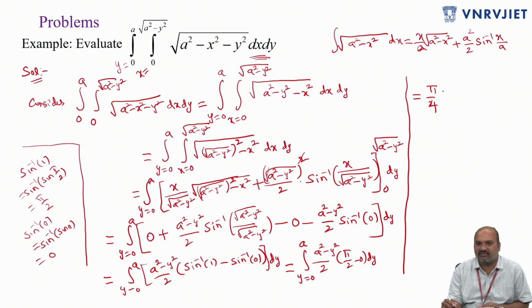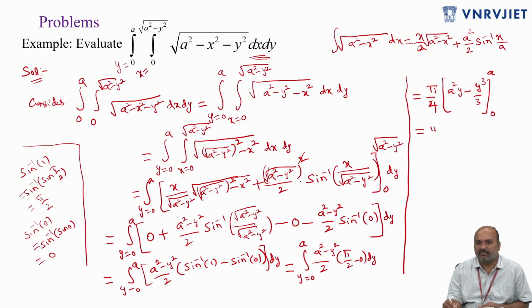Now, pi by 4 I am writing outside. Let's integrate a square minus y square with respect to y. That means it is a square into y. A square is constant, integral 1 dy is y. Minus y square integral is y cube divided by 3. Upper limit is a, lower limit is 0.